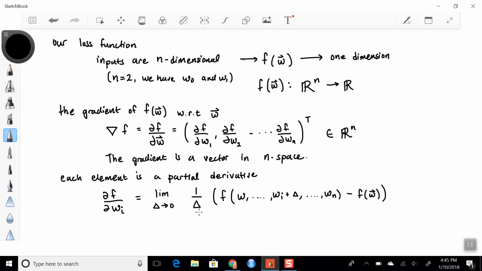Yes? So f here is our loss function, not the model. Well, this f here is just a general function, okay? In our case, yeah, we're looking at a loss function where the inputs are two-dimensional vectors of w0 and w1. But generally speaking, we could have any function f of an n-dimensional input vector, and then the gradient with respect to that n vector in n space is going to be another vector in n space.